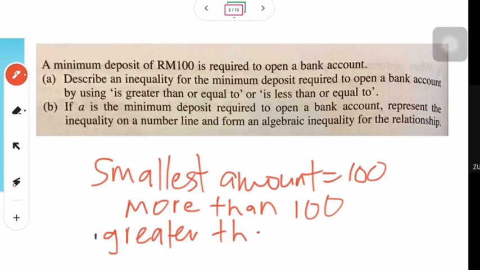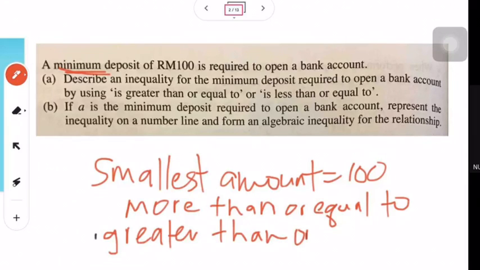Lagi. Now in this case, it says minimum. Is 100 included or not? Yes, included. So kat sini more than, kena ada lagi satu kat situ ya. More than or equal to. Ini greater than or equal to.